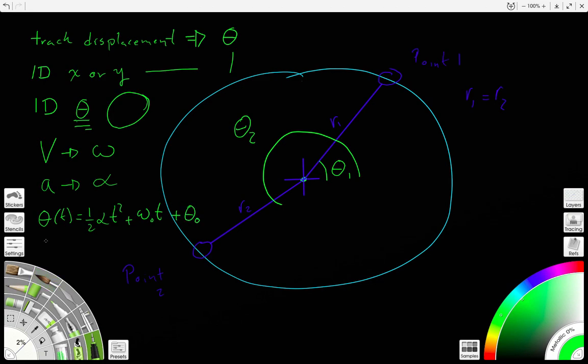And that is basically it for this video. I'm going to just finish this. With these two equations, I could pinpoint at any given point in time where my particle is along this one-dimensional object, which is a circle.